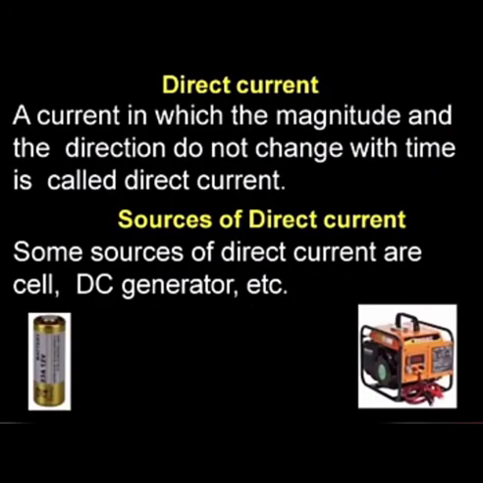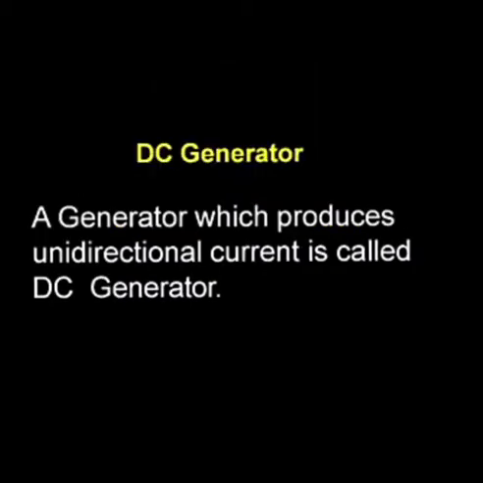Direct current. A current in which the magnitude and the direction do not change with time is called direct current. Source of direct current. Some sources of direct current are cell, DC generator, etc. DC generator. A generator which produces unidirectional current is called DC generator.